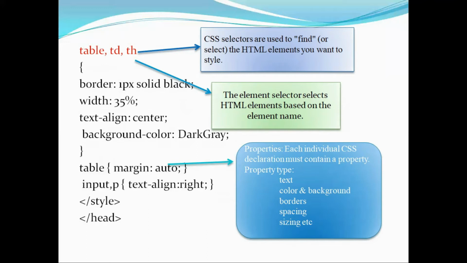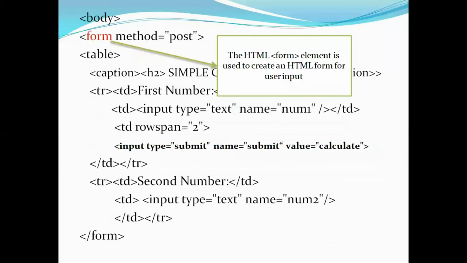After that, closing the style tag as well as the header tag. Next, let's start with the body tag. What do you mean by that? Body tag means the element which defines the document's body. Here we used one tag called the form, method is equal to post. What do you mean by that? Form tag means this tag which is used to create an HTML form for the user input.